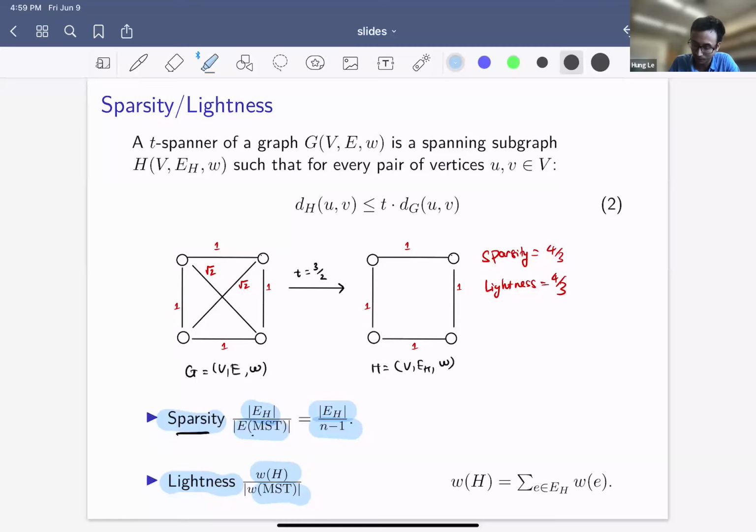For this example graph, you can see that the spanner has 4 edges, all of the same weight, 1. So the sparsity is 4/3 in this case, and the lightness is also 4/3 in this case, because the total weight of the edges of the spanner is also 4.